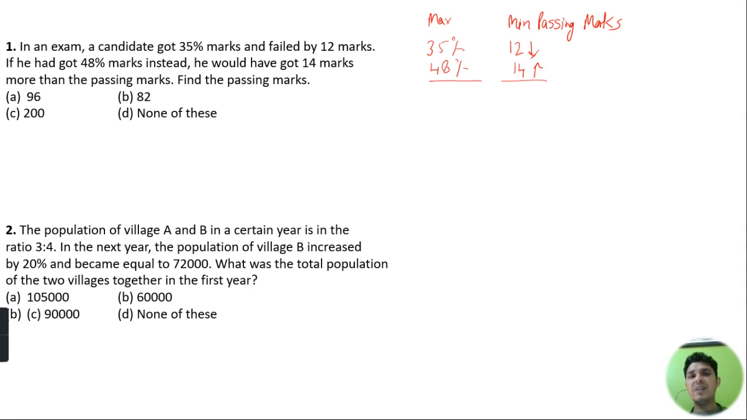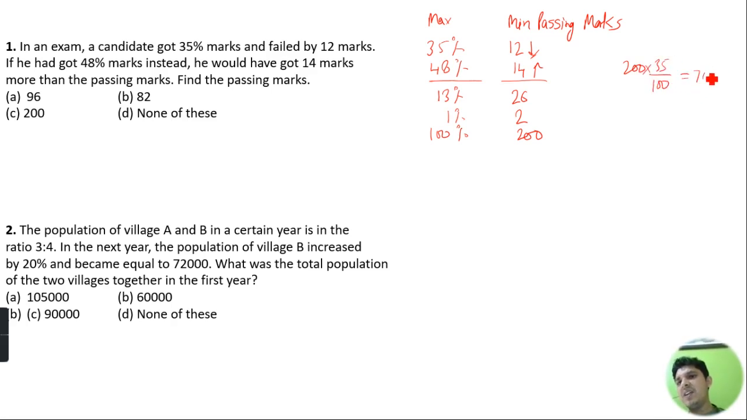If you look at the difference in the percentage, the difference is 13%, right? And the difference in the marks is 26. If 13% is equal to 26, then 1% is equal to 2 and 100% is equal to 200. Students, in percentage, we assume that any value is 100% of itself. That means 100%, that is maximum marks, is 200. And what we have to find out is the passing marks. So just find 35% of 200 like this.